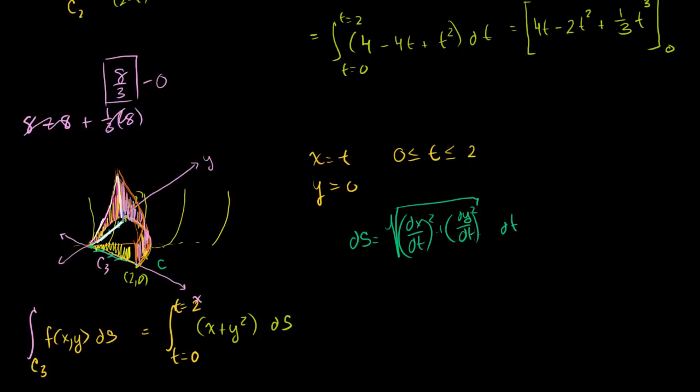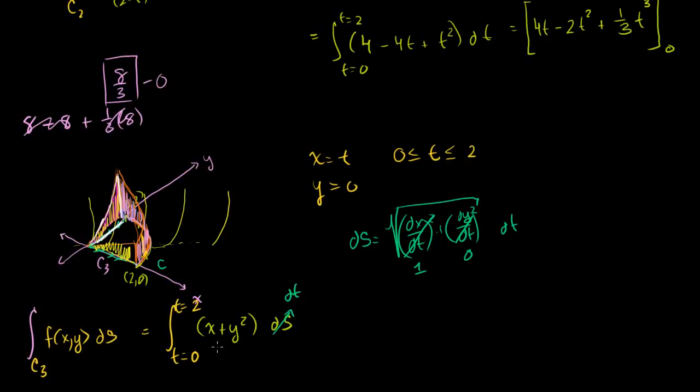We proved that in the first video, or we didn't rigorously prove it, but we got the sense of why this is true. And what's the derivative of x with respect to t? Well, it's just 1. 1 squared, same thing. And the derivative of y with respect to t is 0. 1 plus 0 is 1. Square root of 1 is 1. So ds is going to be equal to dt in this case. So this just becomes a dt.